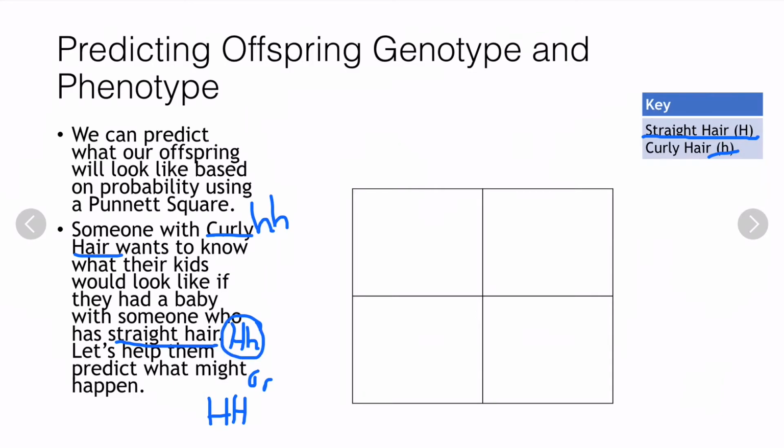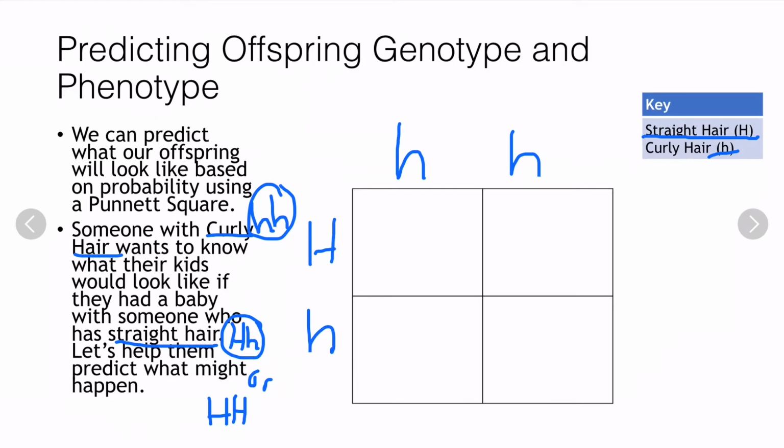So the way that we set this up is we take the genotypes of both parents and we put it on this Punnett square. It could be one parent on the top and one parent on the side, or vice versa. Let's do it this way. Let's do homozygous recessive, our curly-haired person, on the top, and let's do heterozygous, our straight-haired person, on the side.